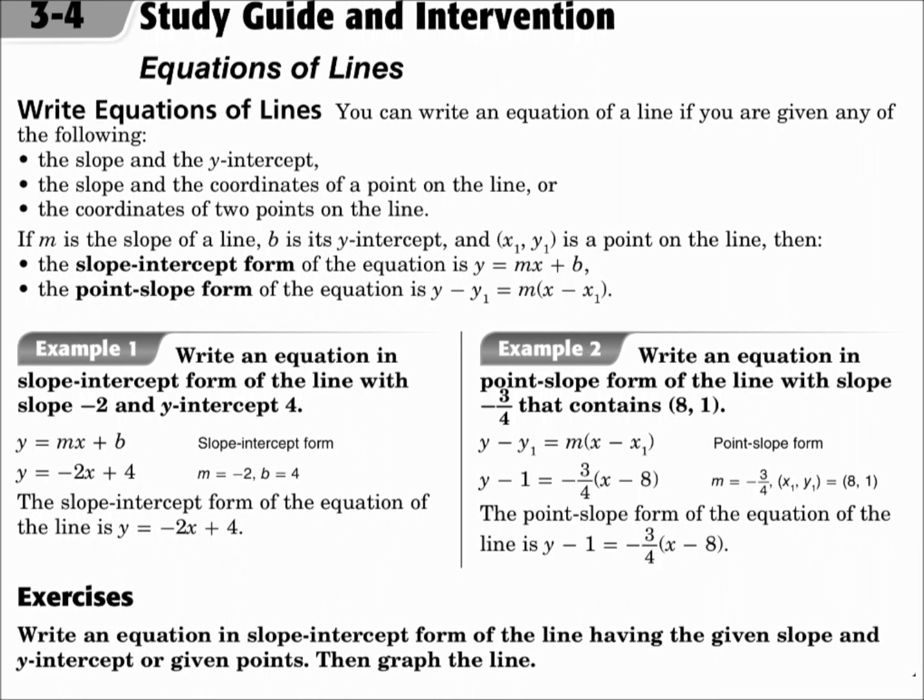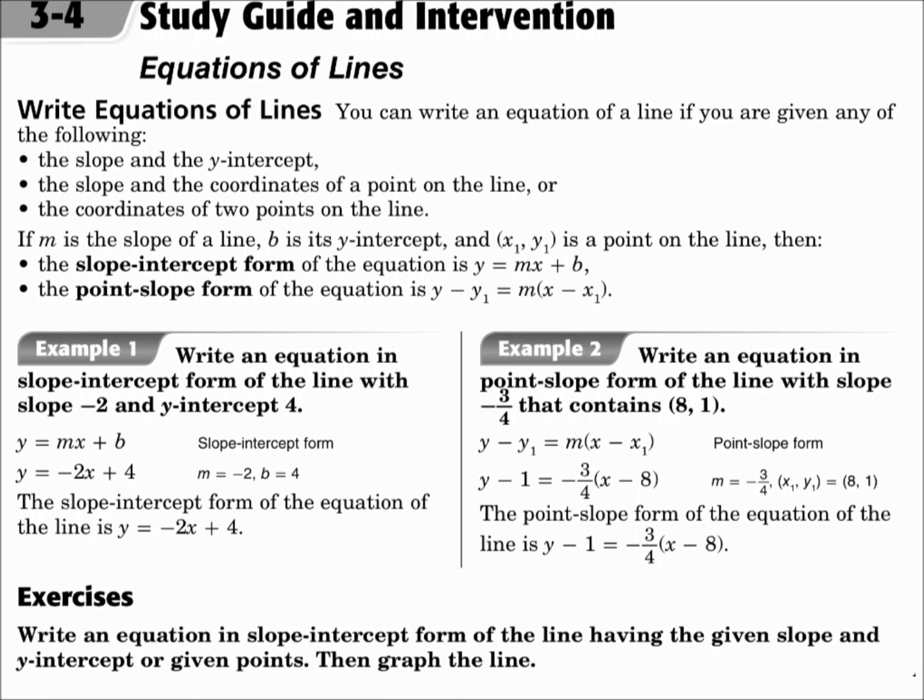This is lesson 3.4, Equations of Lines. Your objectives are to write equations of lines and to use equations to solve problems. You can write an equation of a line if you're given the slope and the y-intercept, or the slope and the coordinates of a point on the line, or the coordinates of 2 points on the line.